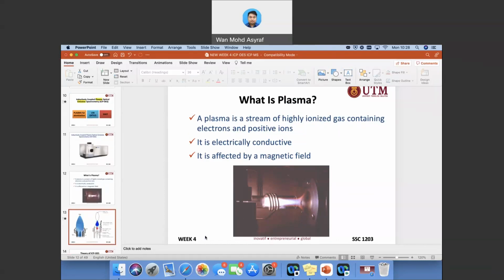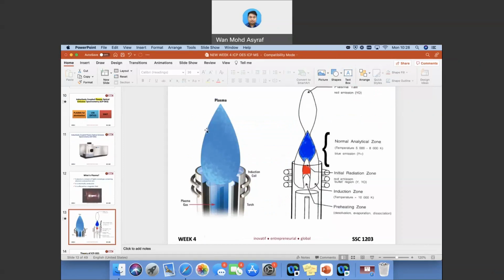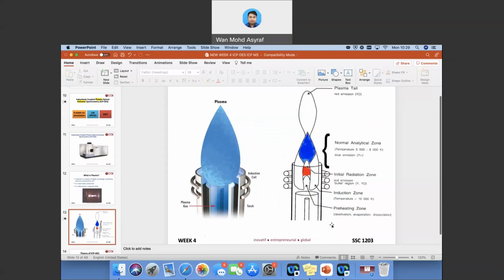Okay? All right. So basically it has a cylindrical oval shape. Okay, so it looks like flame. So basically, if you can imagine that your sample would be coming from down here, it is aspirated into the flame, where it will be excited in the analytical zone, which is about 5,000 until 8,000 Kelvin. Okay, so the induction zone is quite high. It's at 10,000 Kelvin, where the dissolution, evaporation, dissociation, or even excitation would be happening inside the flame itself.